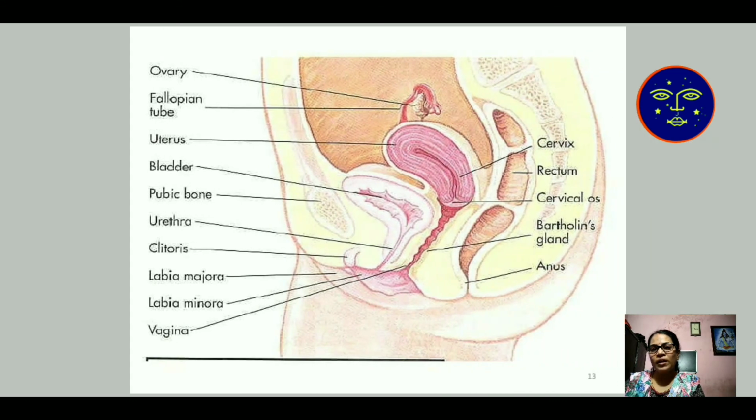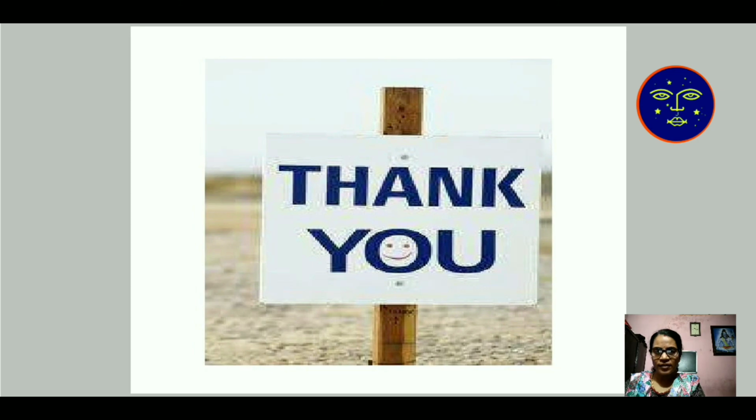This is the side view of the uterus. The middle one is the cervix. Then the urethra, and the pubic bone at the side. The middle one is the urinary bladder, which is attached to the upper side of the uterus. And here are the ovary and fallopian tube.